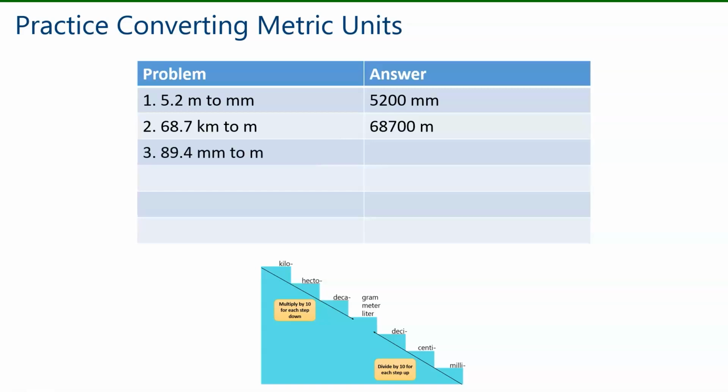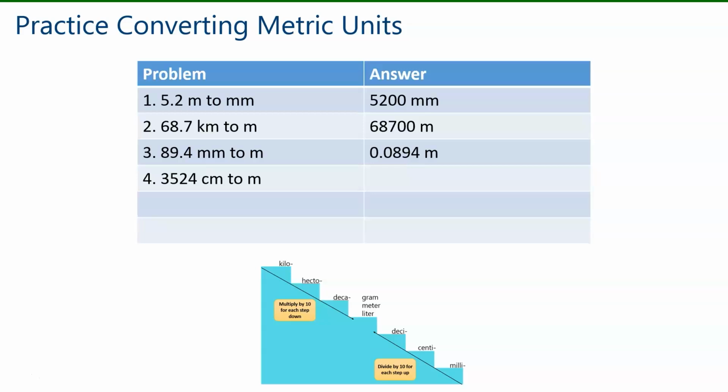Number 3, you're going to convert 89.4 millimeters to meters. To convert millimeters to meters, we are going up, which means when we go up, we divide. We're going up 1, 2, 3 steps, which means we divide by 10 3 times, or we move our decimal 3 places to the left this time. Our answer is 0.0894 meters.